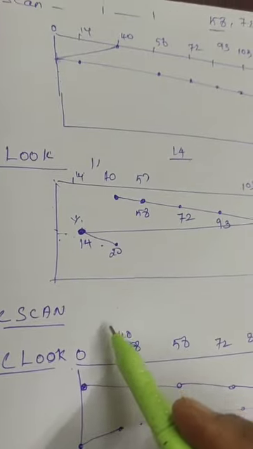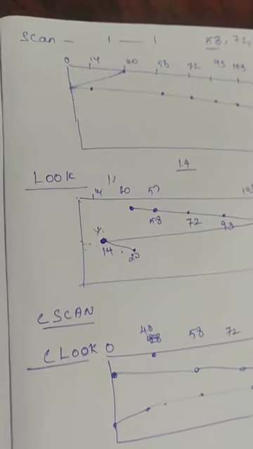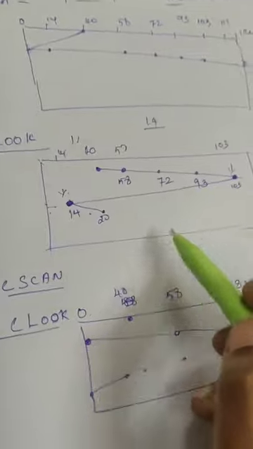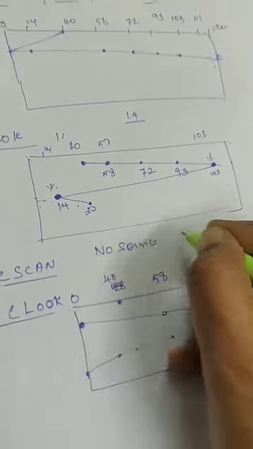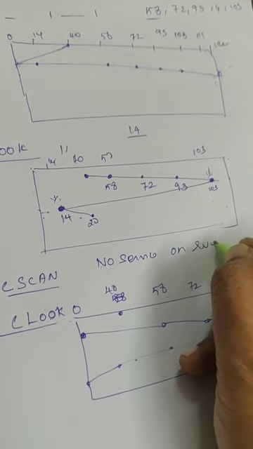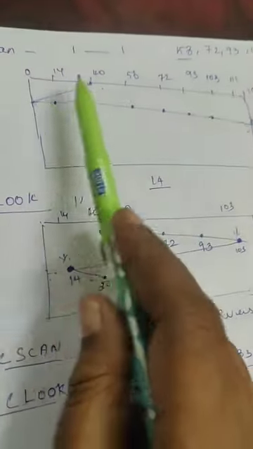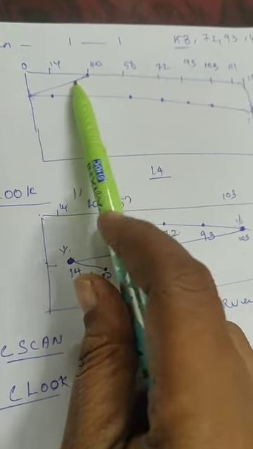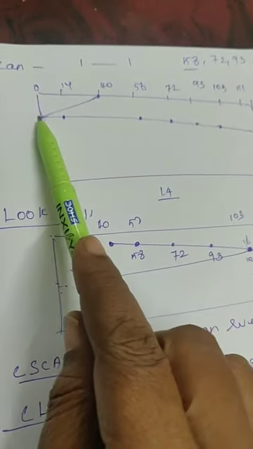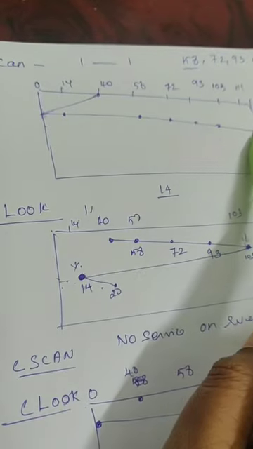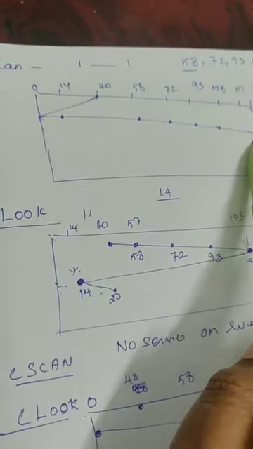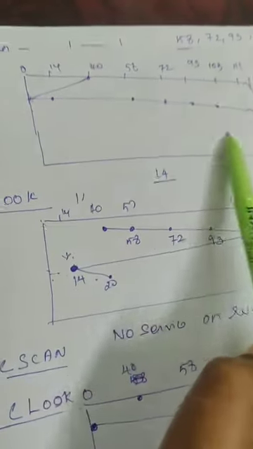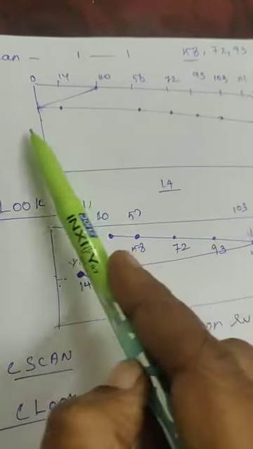And C scan is what? It is another version of scan. It does no service on reverse. Okay, so from this point it moves to the start point, and on the go it services the request, and on return it does not do any service. It comes very quickly to the 0, and then again it starts from 0 to 120. In this direction it serves. That is what C scan.